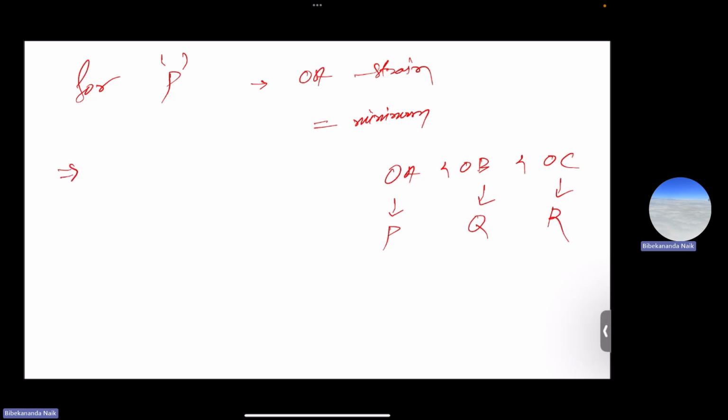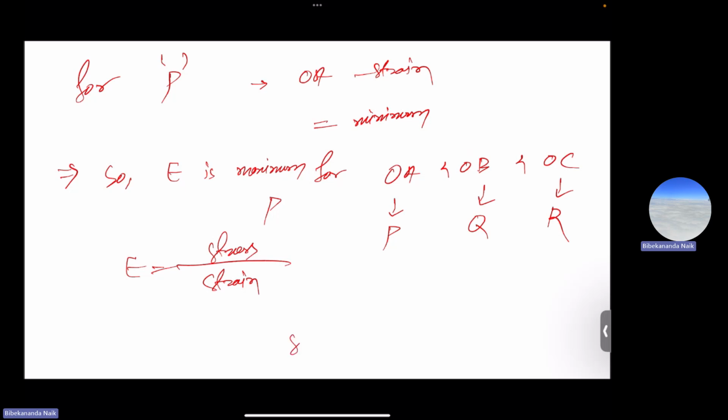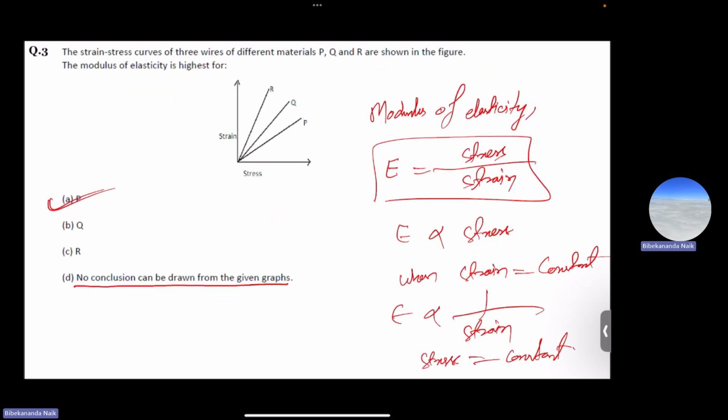So for P, since strain is minimum, E is maximum for P, because E is stress by strain and strain is minimum for P. So the correct answer will be P, which is option A. I hope this is clear now.